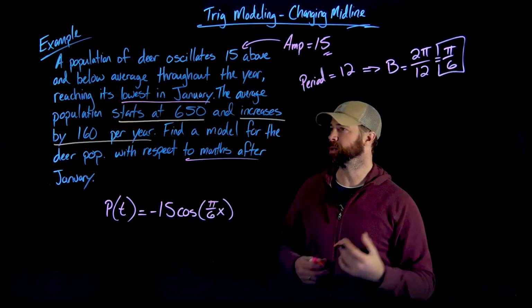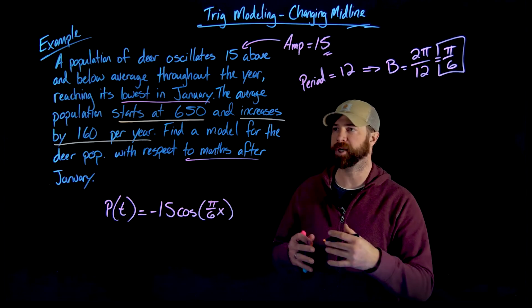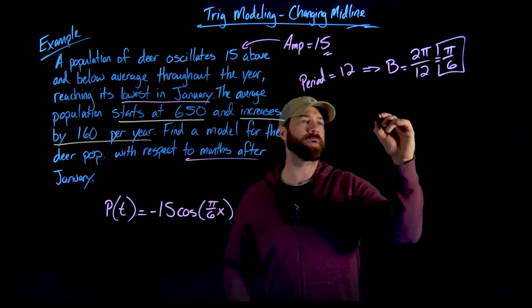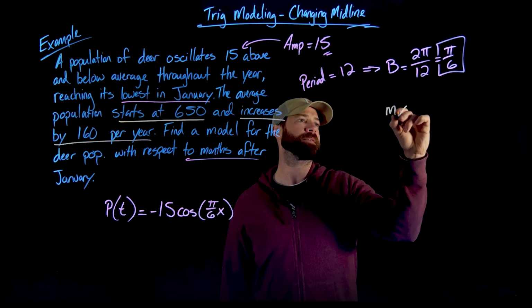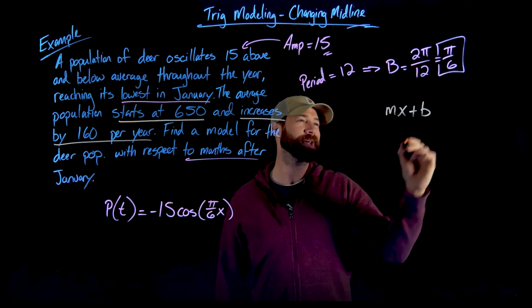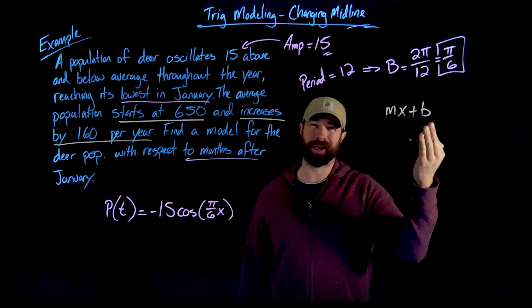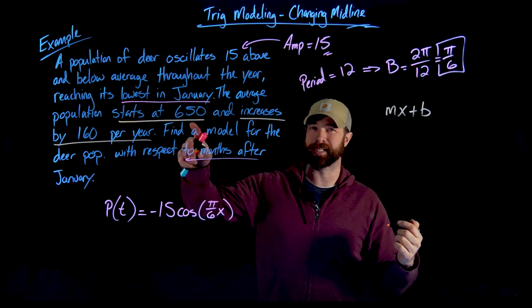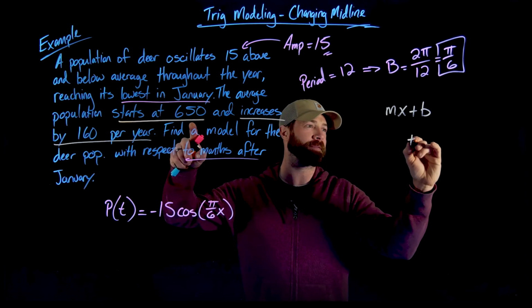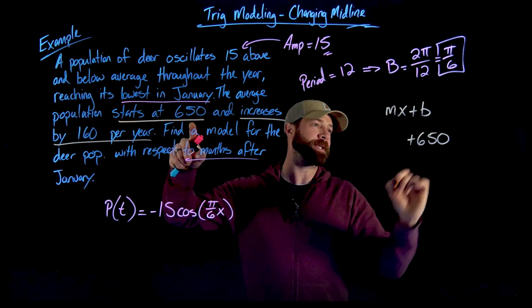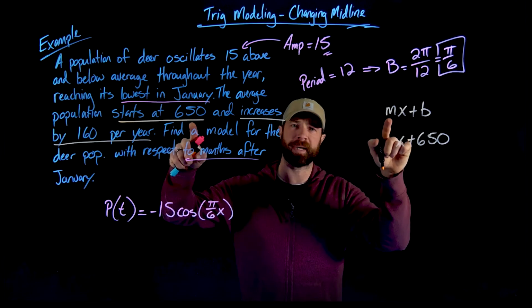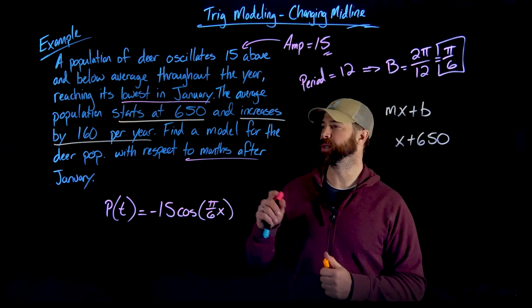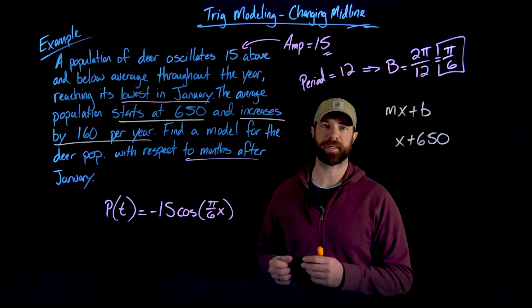So what I want to do, and I'll do this on the side, is create a linear model with this information. We know that linear functions are of the form mx plus b. B is this starting value right here. We're starting at 650, so I get that for free. So 650. And now I need to find my slope. So it says that it increases by 160 per year.